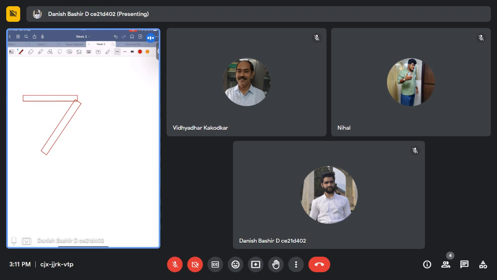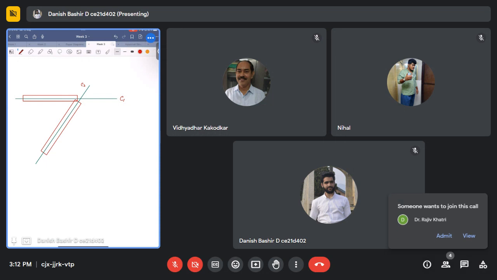Another member like this. So their centroidal axis will be somewhat like this. It will be passing. This will be the centroidal axis for this one. This will be the centroidal axis for this one. Member one, member two. Centroidal axis for this one. Okay. So let us call this centroidal axis C1, centroidal axis C2. This is member one, member two.